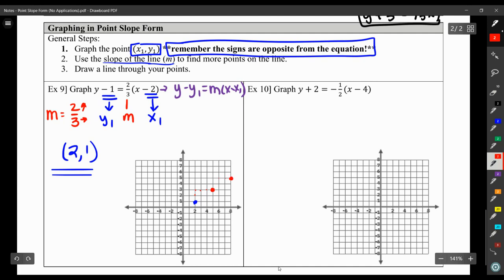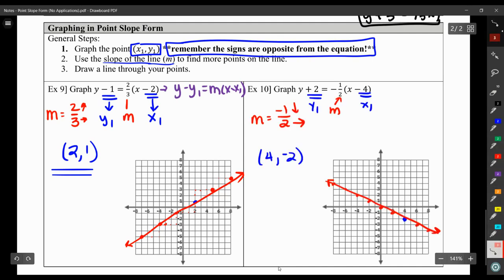When you run out of room going up and right, flip around both directions. So move down 2 and left 3. Notice we did not start from the y-intercept this time. We started from the coordinate that was given. As long as you have a point to start with, you can graph a line. For slope-intercept form, that point is the y-intercept. For point-slope form, that point is whatever is shown in the equation. So take a second, try example 10.